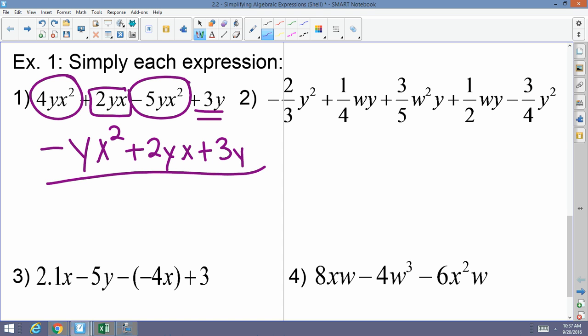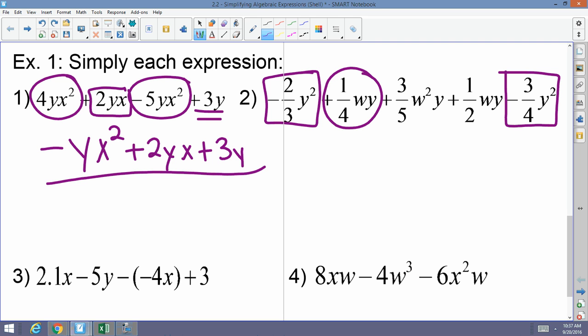Okay, number 2. Oh, yeah, I know what you're thinking. But I have to do this because you're going to see this on the SAT, my brother. So you already know how to work with fractions. I've got negative 2/3 y squared and a negative 3/4 y squared. I'm going to circle a 1/4 yw and a 1/2 yw. And then this guy here, the 3/5 y squared w squared y, is by himself. So let's combine like terms.